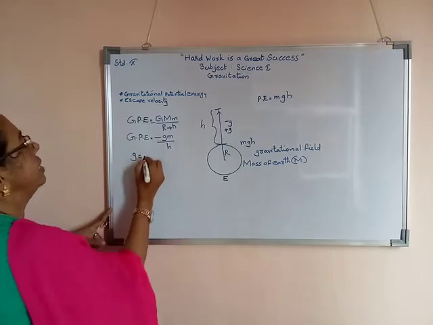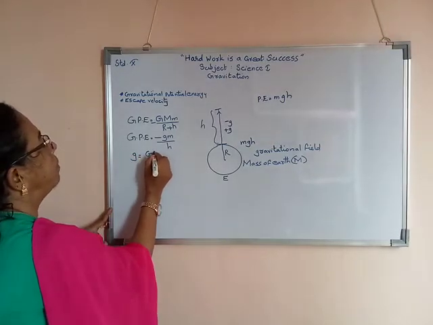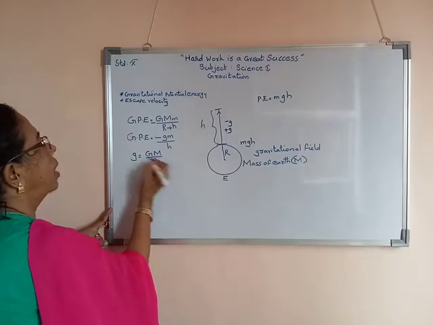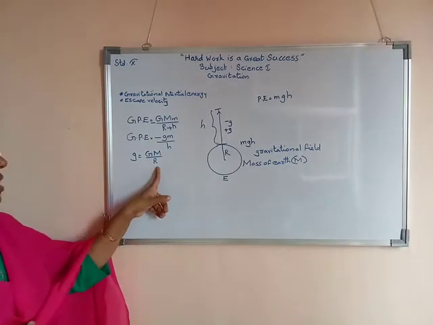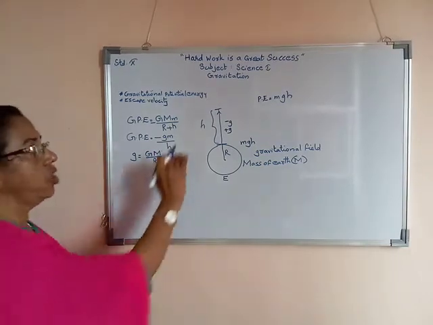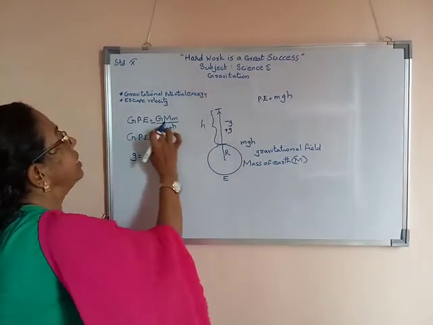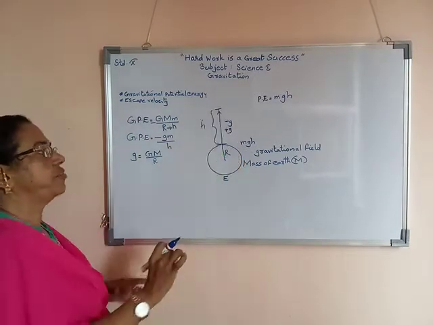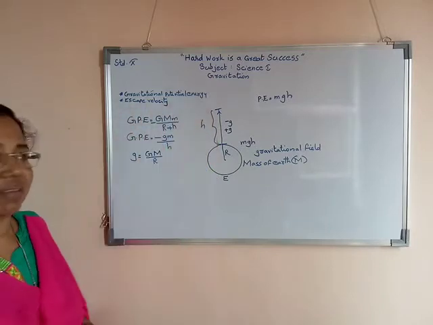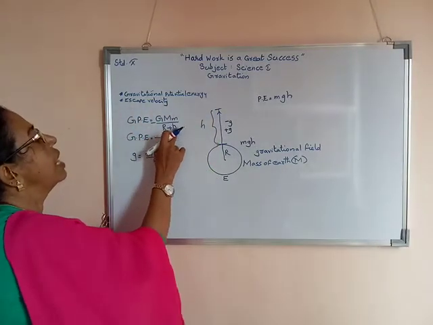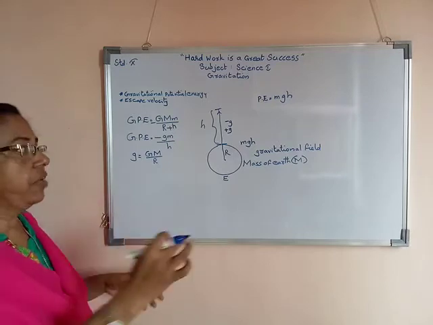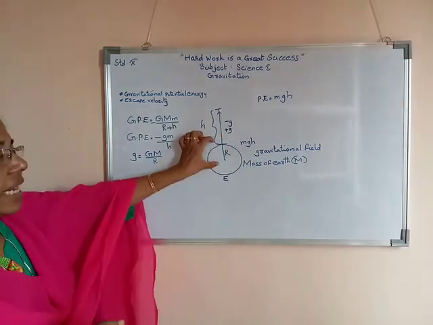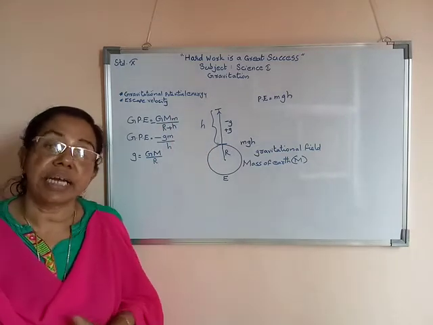So what is that? Capital G M upon capital R. R means the height of the object. Here the object is remaining here. In this place we had taken the radius of the earth plus the height of the object from the surface of the earth. Because of that only R plus H is taken. If it is on the surface of the earth, then we have to take only the value of the radius of the earth. Now what is the radius of the earth?